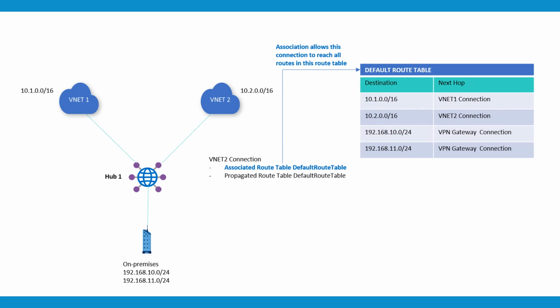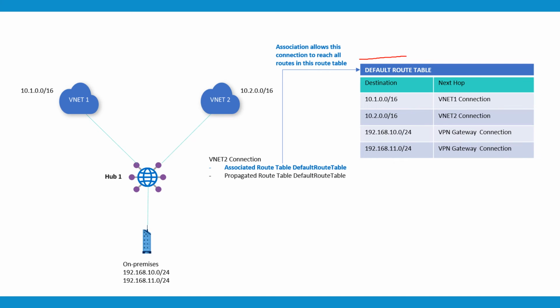This diagram I have taken from Azure documentation. What it is trying to explain is, each time you add a connection, it is going to be associated to a route table, and that route table can be either the default or it can be created by yourself. It depends on the scenario you want to perform. So by default, there's going to be one table.